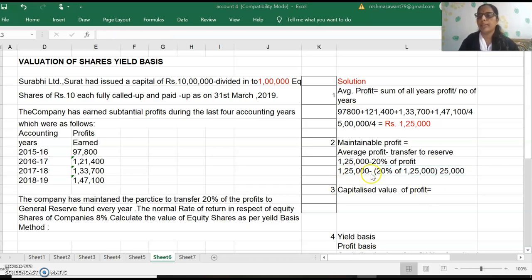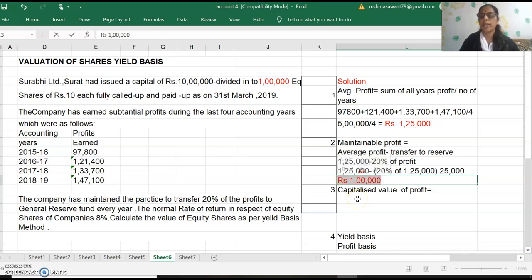So 1,25,000 minus 20% of 1,25,000. Answer: 20% of 1,25,000 is 25,000. 1,25,000 minus 25,000, that is rupees 1 lakh, is your maintainable profit. So maintainable profit is equal to 1 lakh.